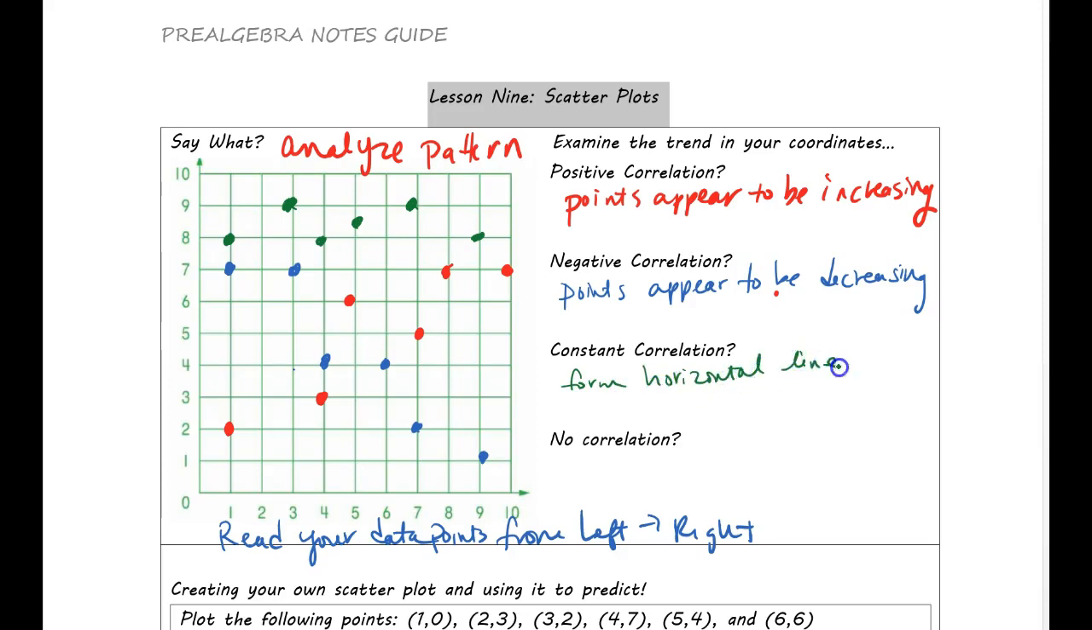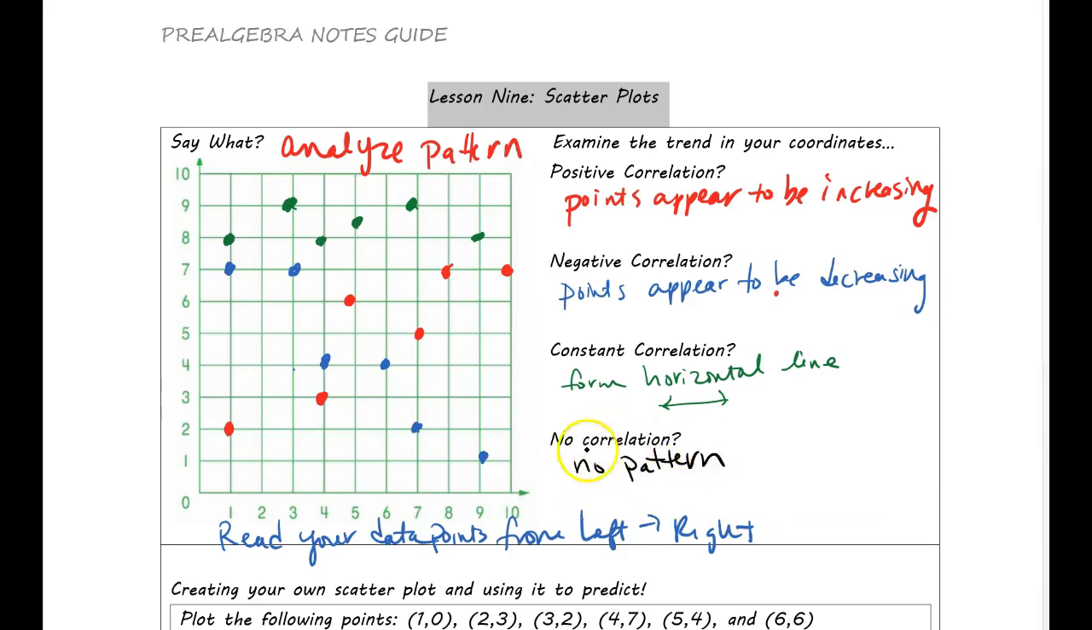And remember, the word horizontal does mean side to side. Okay? All right, cool. And then no correlation. Now, no correlation is sometimes hard to figure out. It really is. No correlation. I'm going to switch to black for this. There appears to be no pattern or no trend.